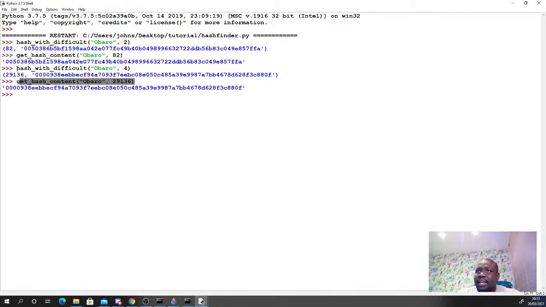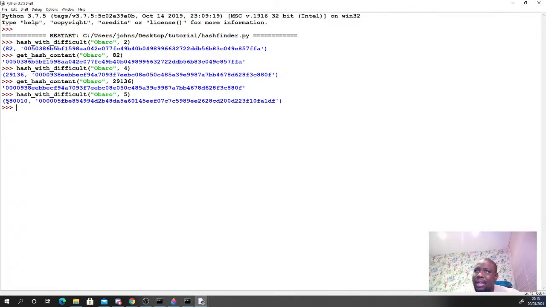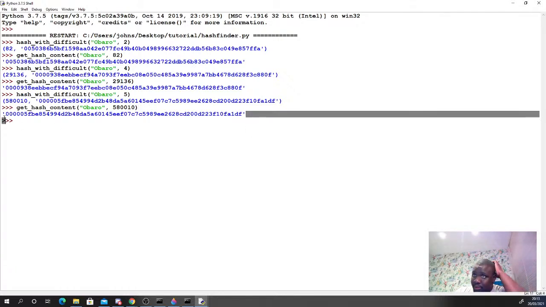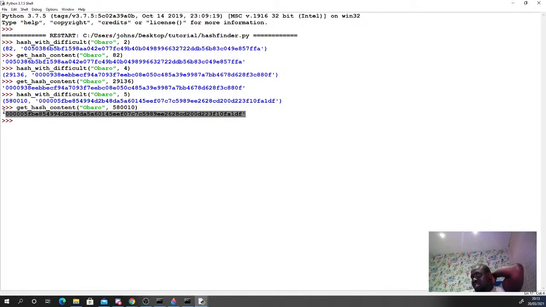So if we go back again and do 5, it will take longer actually. So yeah, it took a little bit longer. So you can get that content. So now since we already know the content, we don't need to do that mathematical function anymore. All we need to do is get that content. So you can make it very hard for users to create an account by generating using blockchain technology, which is this particular hashing.